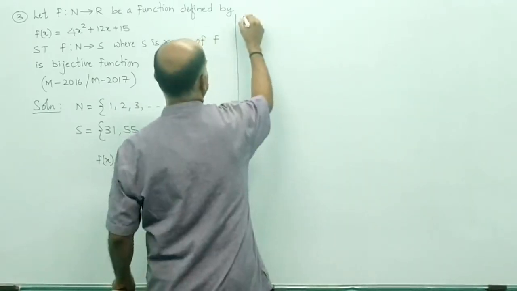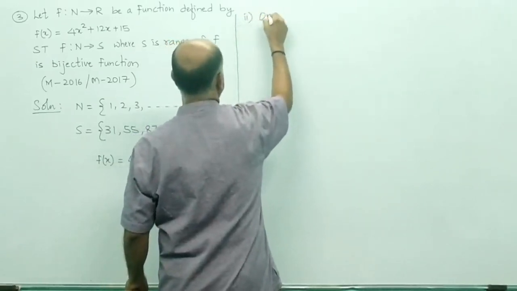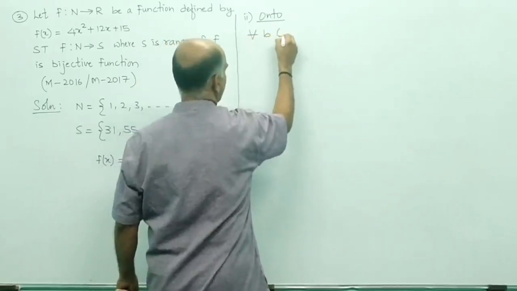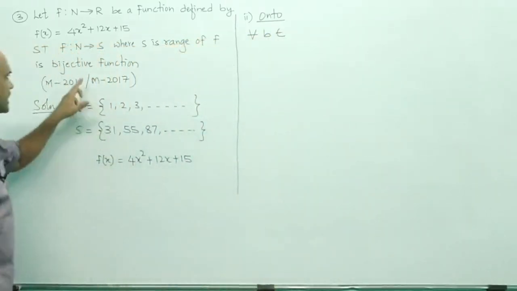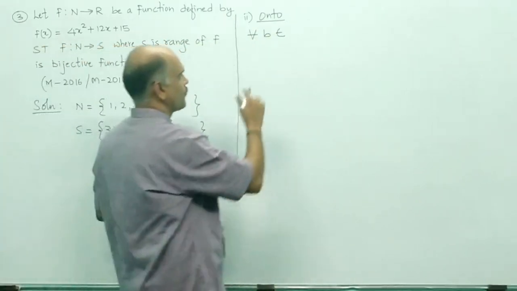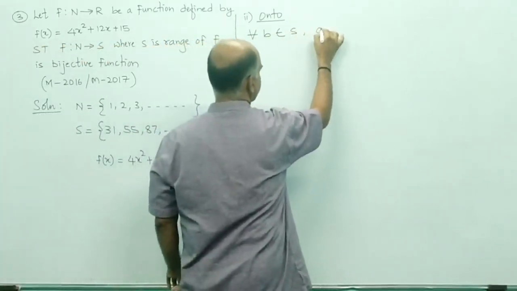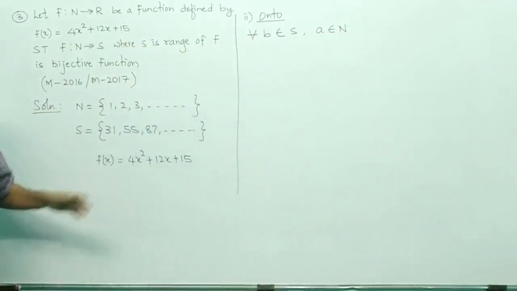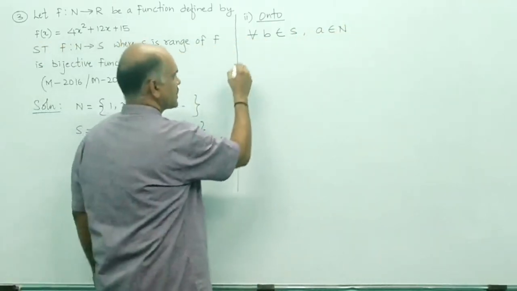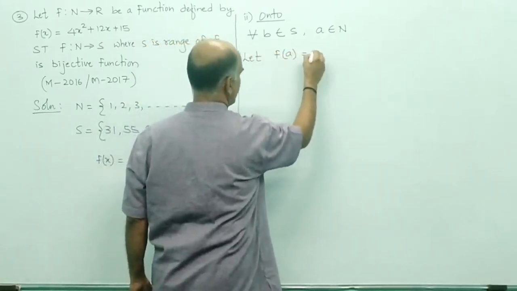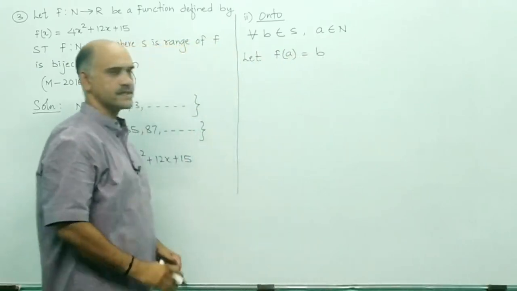So second, onto. In onto, for all values of b belongs to S, a should belong to N. We are required to prove it. So again I will take let f of a is equal to b.